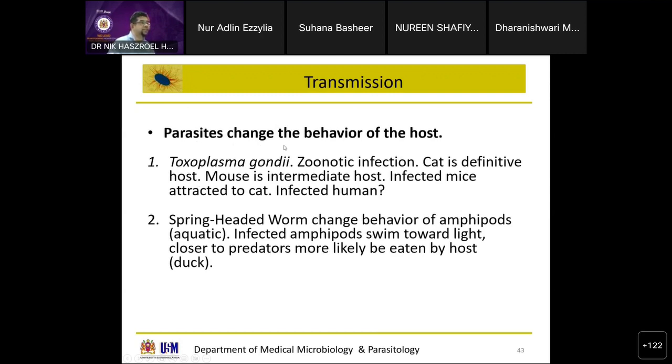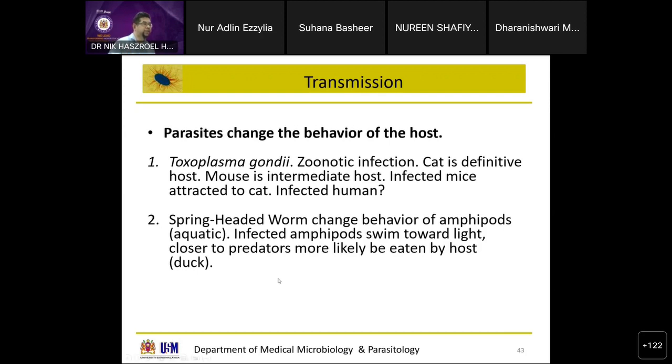So parasites change some modes of transmission. They change the behavior of the host, like Toxoplasma gondii. It causes the mouse, which is usually afraid of the cat, to become attracted to the cat. It changes the behavior of the mouse. This parasite, when it's inside the mouse, changes the behavior of the mouse. It becomes attracted to the cat.